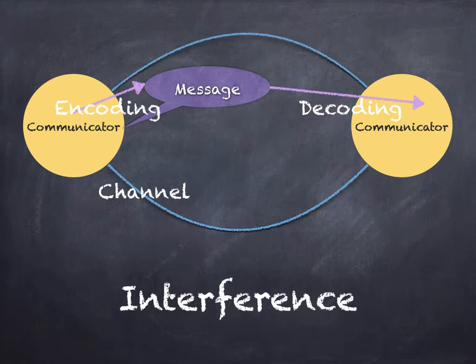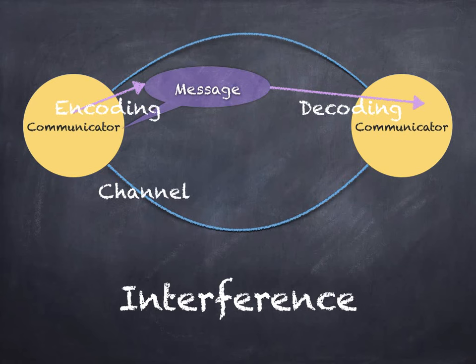Now that we've encoded a message and decoded a message, there are two other concepts that we need to talk about. The first one is the concept of interference. Your textbook typically refers to interference as noise. I'm not a big fan of the word noise because to me noise implies sound. Interference is not always sound.